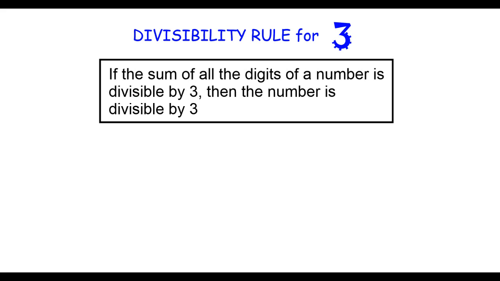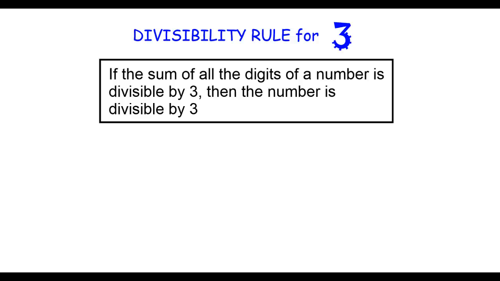For 3, we have a slightly different rule. The divisibility rule for 3 is about the sum of digits. So we take all the digits of a number, and if that sum, when we add those digits together, is divisible by 3, then the number itself is divisible by 3. So go ahead, pause the video again, write down the divisibility rule for 3 as you see it, and then come back and we'll do some examples to show you what that means.